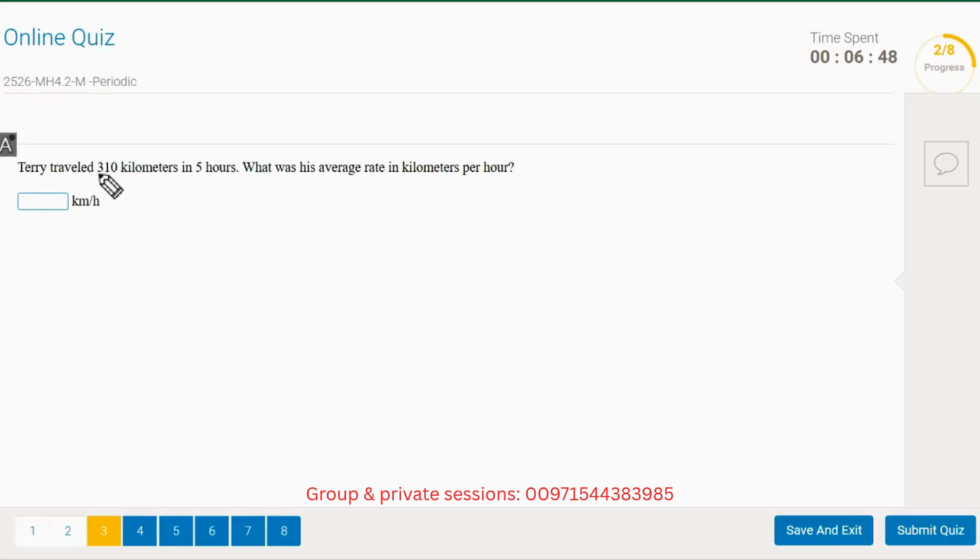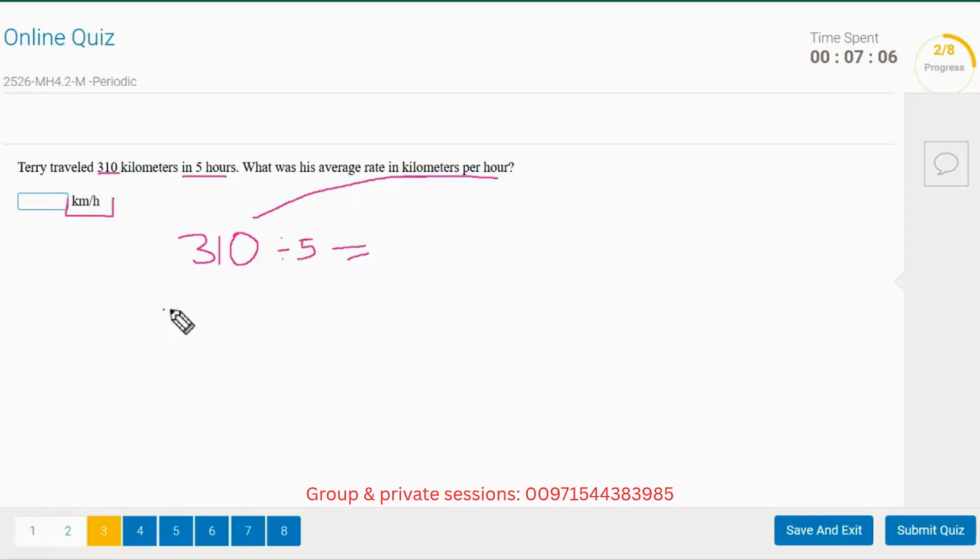Now, Terry traveled 310 kilometers in 5 hours. What was his average rate in kilometers per hour? Okay, so 310 divided by 5, right? So kilometers per hour. That is something that is also indicated here, so it will be very easy for you.